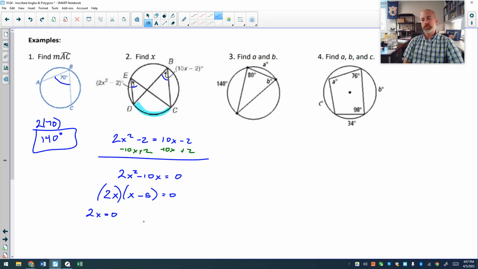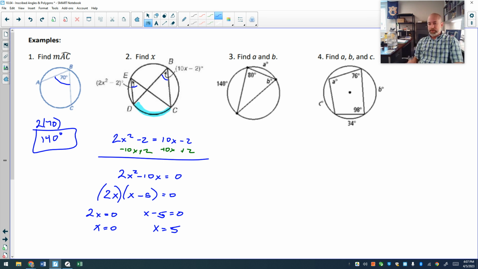2x would need to equal 0. x minus 5 would need to equal 0. I have my 5 there. 2 times x equals 0 means x would be 0 over here. x would be 5. And it's not a bad idea to check your answers all the time in geometry, but definitely when you're solving by factoring.